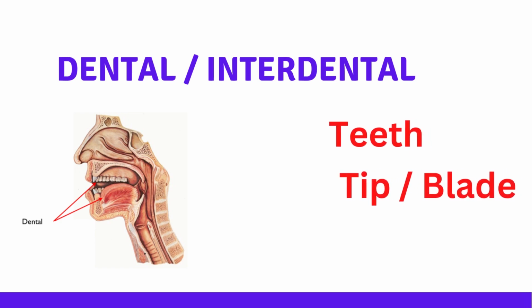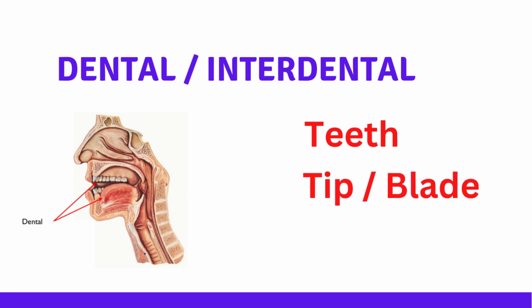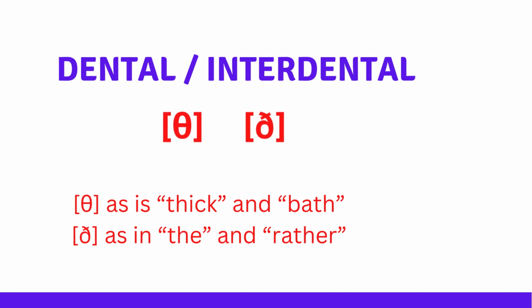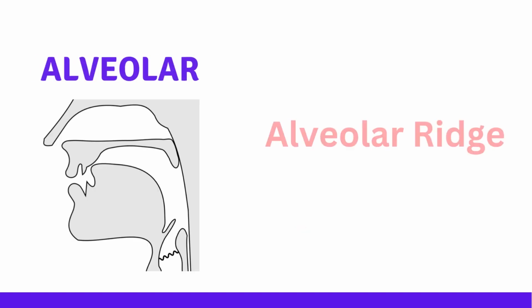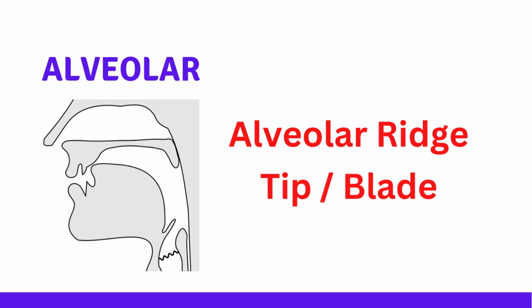Dental, or otherwise called interdental sounds, are produced by narrowing the airway with the tongue and the space between the teeth. Example sounds are th and th, as in the words thick and bath, and th as in the words the and rather. Alveolar sounds are produced by the tip or blade of the tongue against the alveolar ridge.